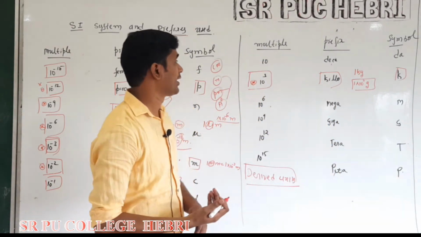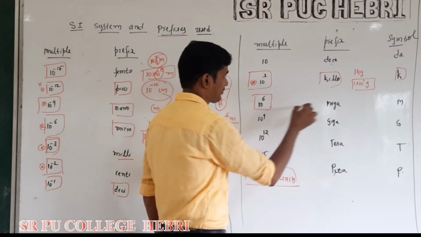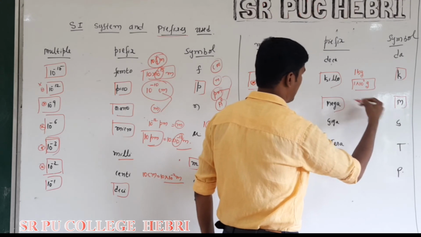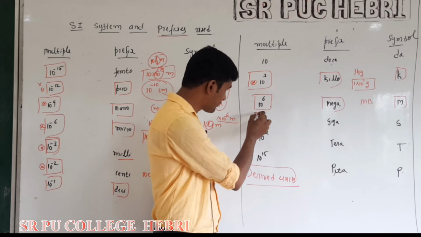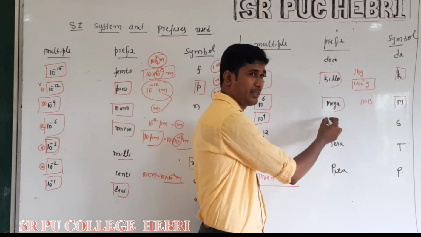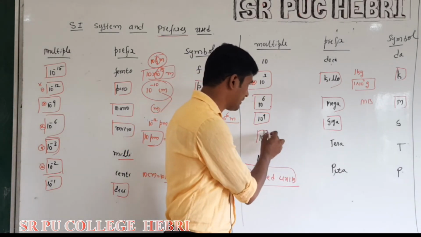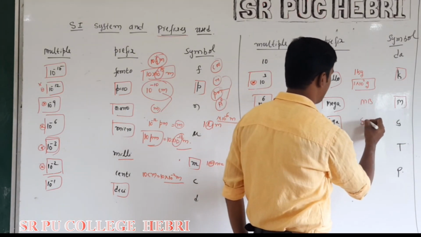10 raised to 6 is known as mega, and its symbol is capital M. You might have heard about megabytes, bits and all. Next, 10 raised to 9 is known as giga, G. 10 raised to 12 is known as tera, capital letter T here. You might have heard about MB, GB, TB and all.